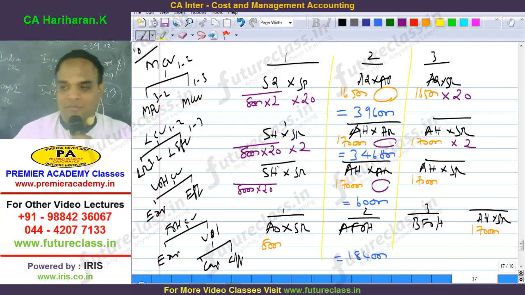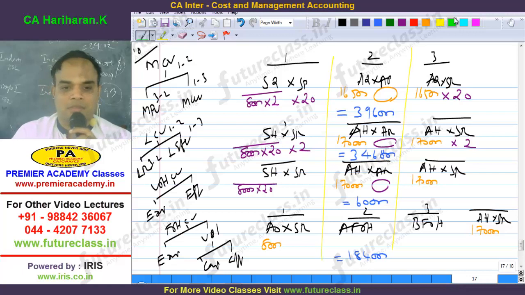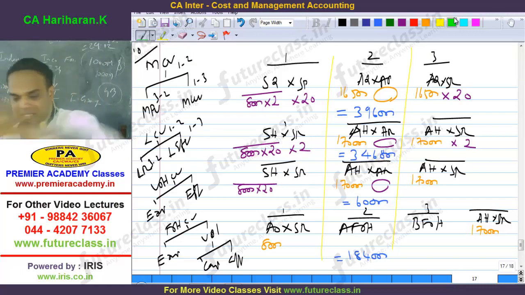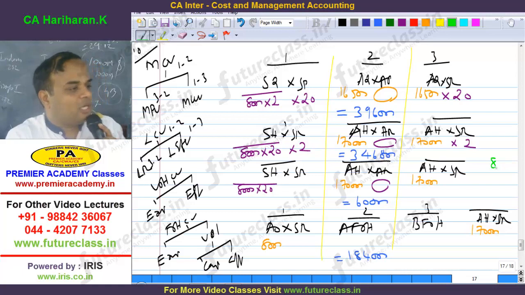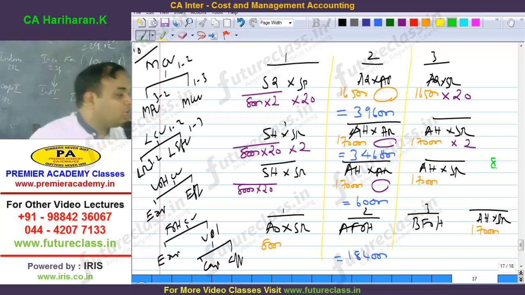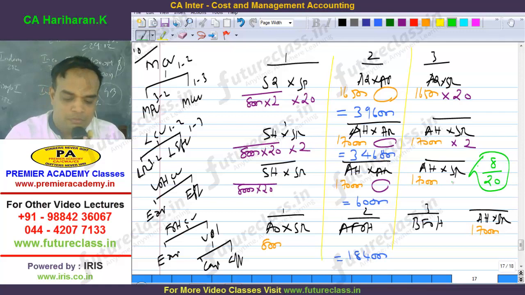Now material over, labor over. Now we can go for variable overhead. In variable overhead, to produce one product, how much is the variable cost? 8 rupees given in this question. Alright? To produce one product, variable cost is 8 rupees. To produce one product, how many hours do you need? Therefore, for 20 hours you spend 8 rupees. Per hour rate is how much? 40 paise. Are you with me or not?